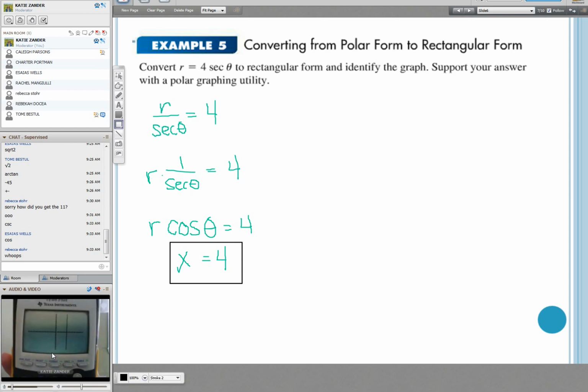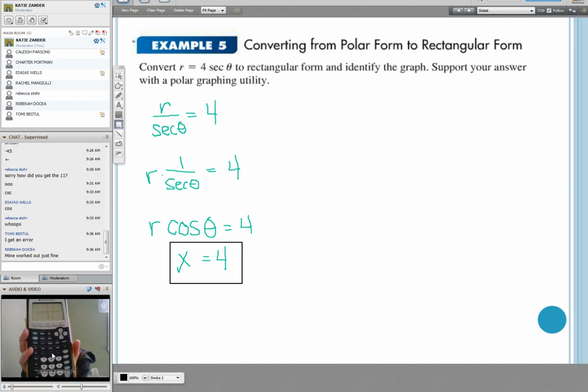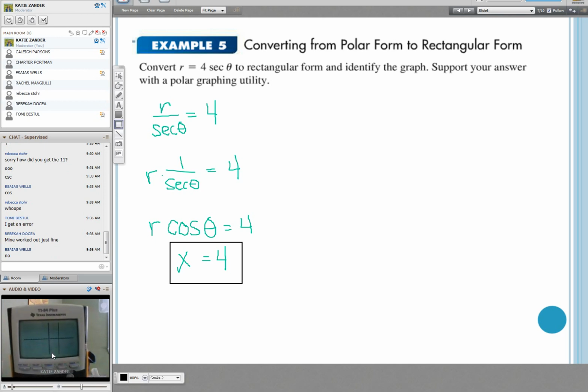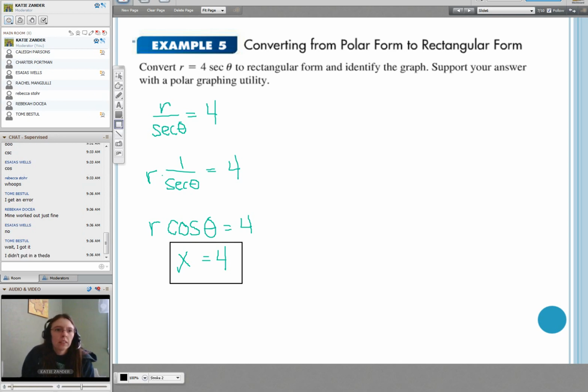Leave your calculators in the polar form because we're going to need it for the last group of questions for today. Besides Tommy, did anybody else have troubles with their graph? Yours worked out just fine. Isaiah's has worked out just fine. All right, for those that don't have a graphing calculator, and I would double check. Okay, didn't put in theta. Good. I was going to say double check for errors when you typed your equation in. That's always the first thing we want to look for if we do get an error.